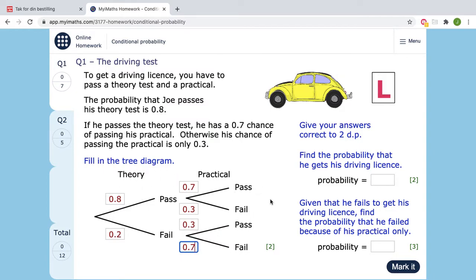We've done that. Then it says, find the probability that he gets his driving license. Well, that can only happen if he passes both. So that's going to be 0.8 times 0.7 for both of those happening. So 0.8 times 0.7 is 0.56, and that one's done.